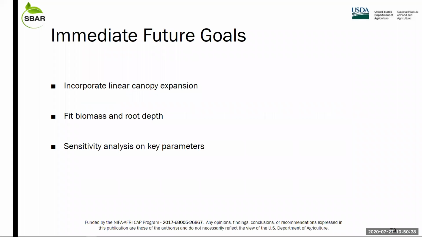Next slide. All right, so as I said before, immediately future goals: adding that linear fit into the model, and then fitting it to the biomass. That's really where we are right now, which is going pretty smoothly. There's hiccups here and there, but it's not too bad.